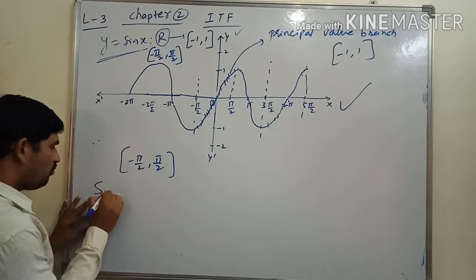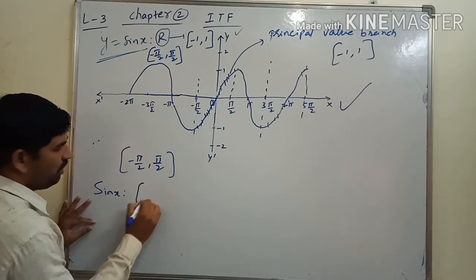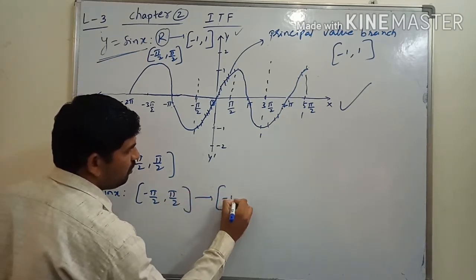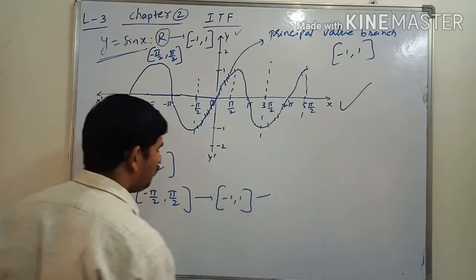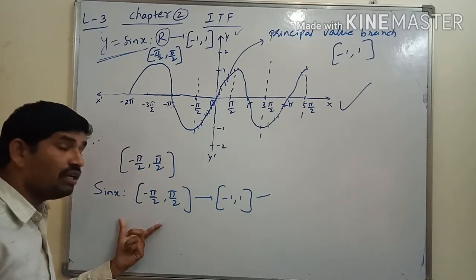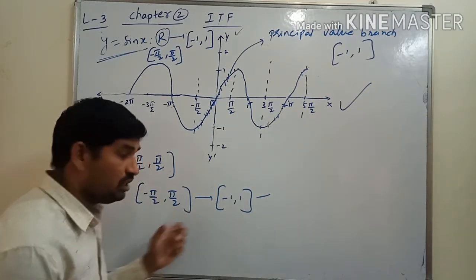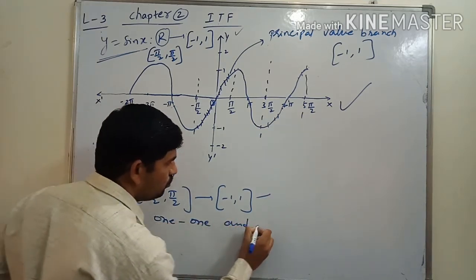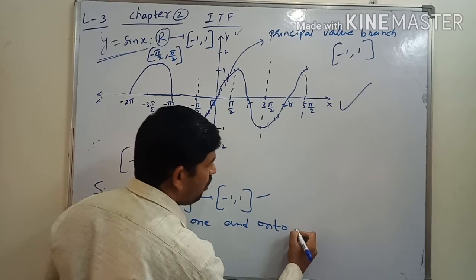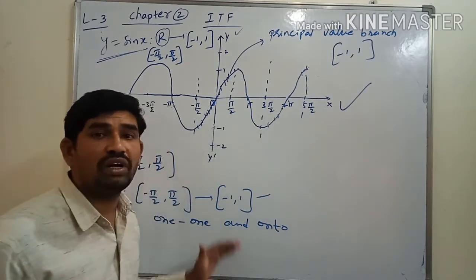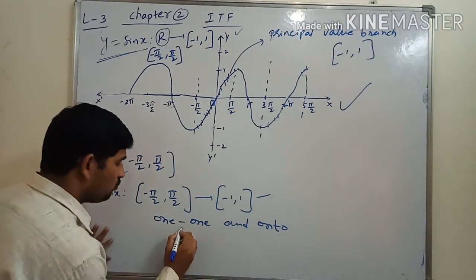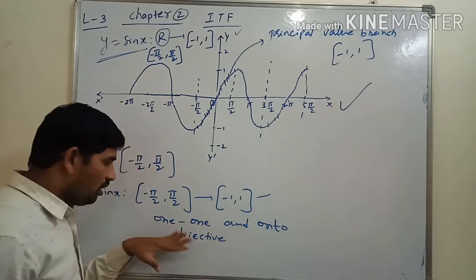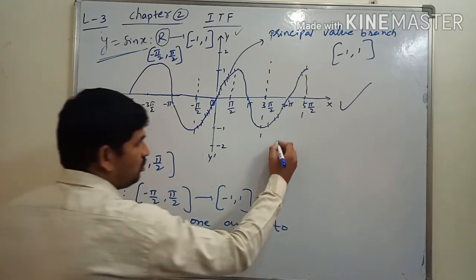So what is the sine function? Now we'll write the sine function is from minus pi by 2 to pi by 2, and the range of this is minus 1 to 1. So this is the function, clearly it is a bijective function. It is 1-1 and onto. And also the function which is 1-1 and onto, definitely that function is a bijective function, remember.